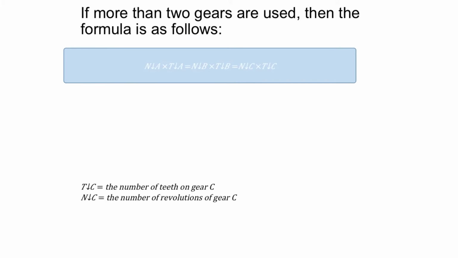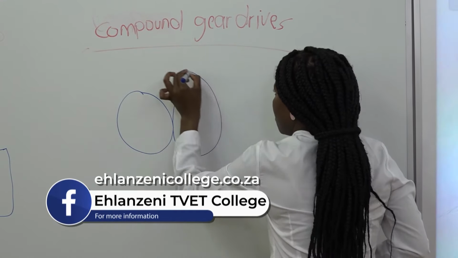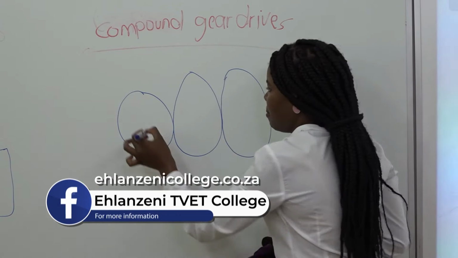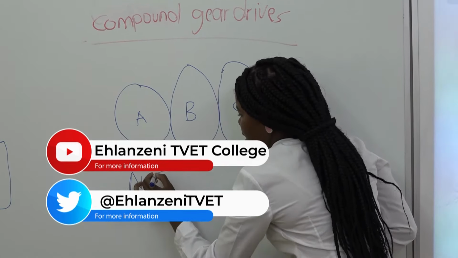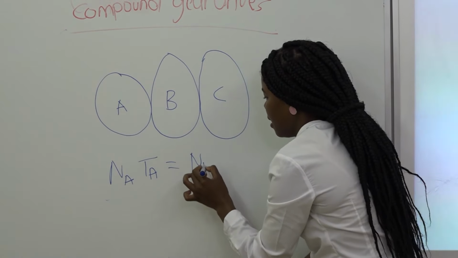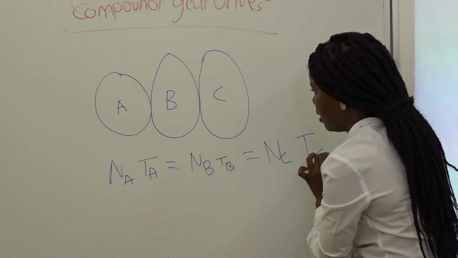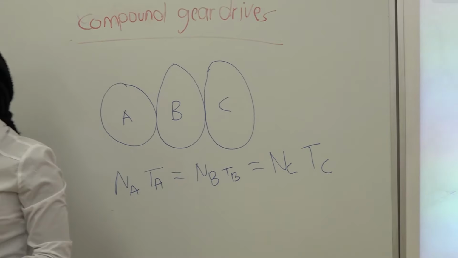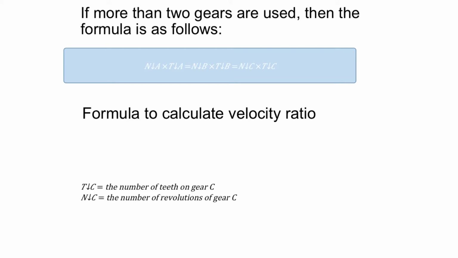Since this only applies if we have two gears that are in mesh, if we have more than two gears used, then the formula is as follows. Let me draw. In this case, we have more than two gears in mesh: gear A, gear B, and gear C. So we say NA TA is equal to NB TB, and is the same as NC TC, where N still stands for the number of revolutions and T stands for the number of teeth.